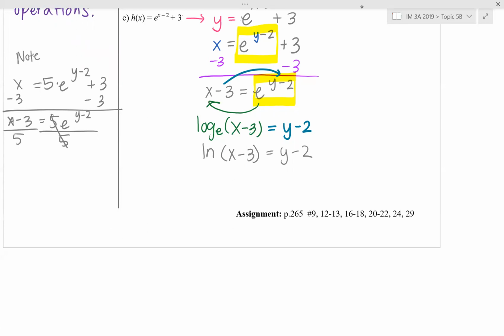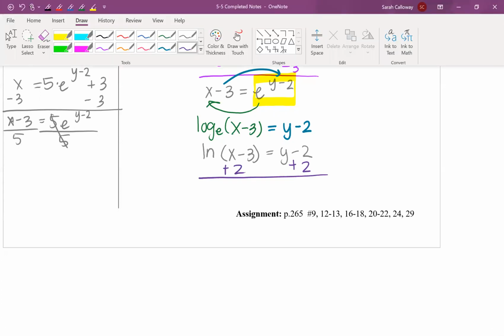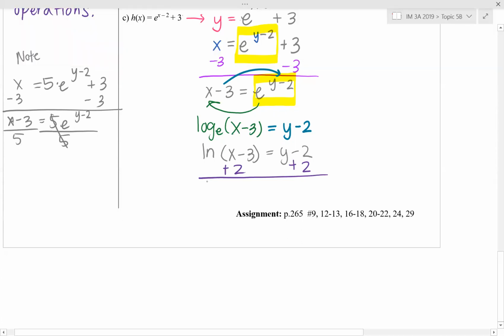And then finally, to isolate y, we have to add the 2 to both sides. Again, that 2 is not inside the ln of x minus 3, so I cannot actually add those two things together. These are not like terms, so we have ln of x minus 3 plus 2 is equal to y. So since our original function was h of x, that means that our inverse is h inverse of x equals ln of x minus 3 inside parentheses plus 2 outside of the parentheses.